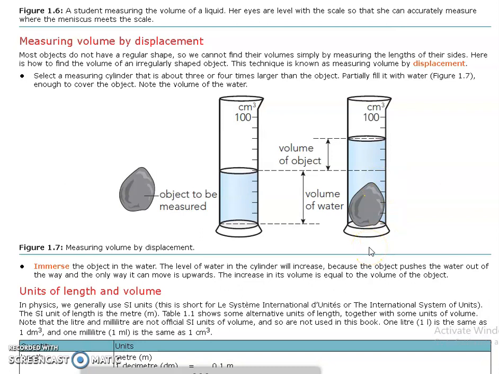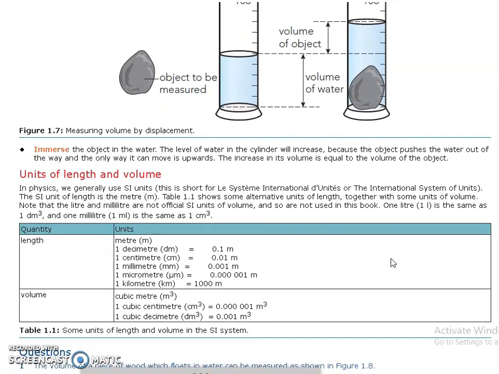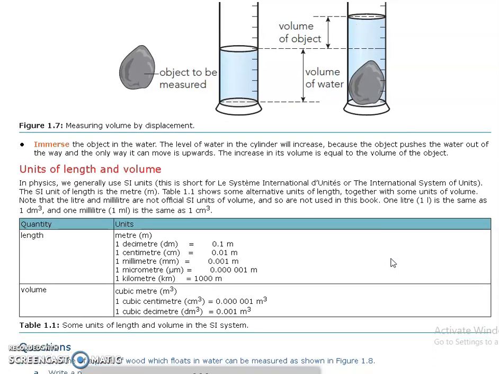So first we take a measuring cylinder which is 3 or 4 times larger than the object. Then we partially fill it with water and note the volume. Then we carefully immerse the irregular shaped object, measure the volume again, and subtract. Then we will get the volume of the irregular shaped object. So this is how to measure the volume of an irregular shaped object using the displacement method.